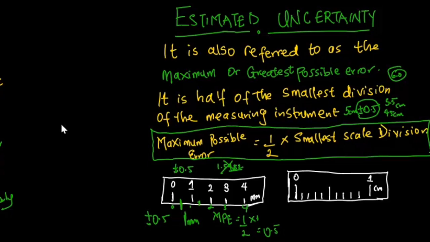For this other case, the smallest division is this. From here, this is 0, this is 1. In between there are 10 smaller divisions. So each of these divisions is 0.1. The next will be 0.2, but let's stop here. So the smallest you can get is 0.1 centimeter. So now the maximum possible error for this meter rule is going to be half times 0.1, and this will give us 0.05 centimeter. So the maximum possible error for this instrument is plus or minus 0.05.